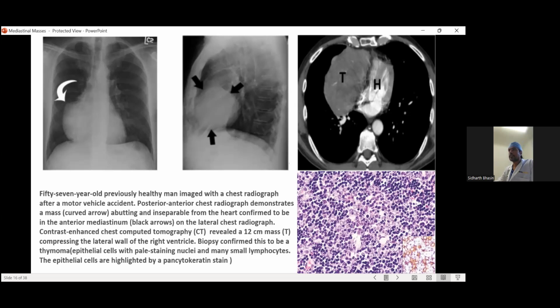This was a 57-year-old previously healthy man with a chest radiograph after a motor vehicle accident. It demonstrated the mass that you can see in the front, but this was abutting and inseparable from the heart, confirmed to be in the anterior mediastinum. The CT revealed a 12 centimeter mass, which is labeled as the T there. The biopsy confirmed this to be a thymoma. You can see the epithelial cells with pale staining nuclei, and then many small lymphocytes. On the bottom right, you can see that the epithelial cells are highlighted by the pancytokeratin stain, which is used for thymoma.